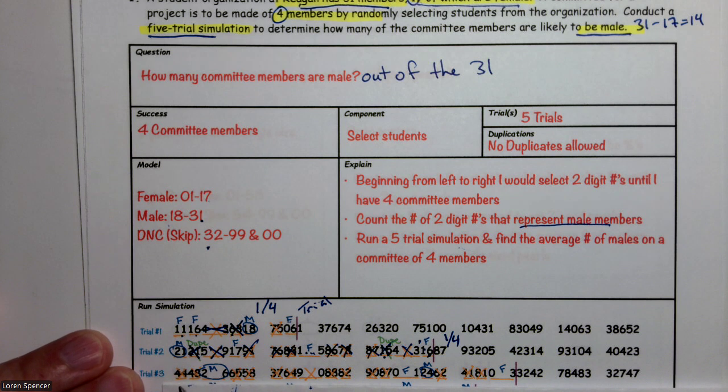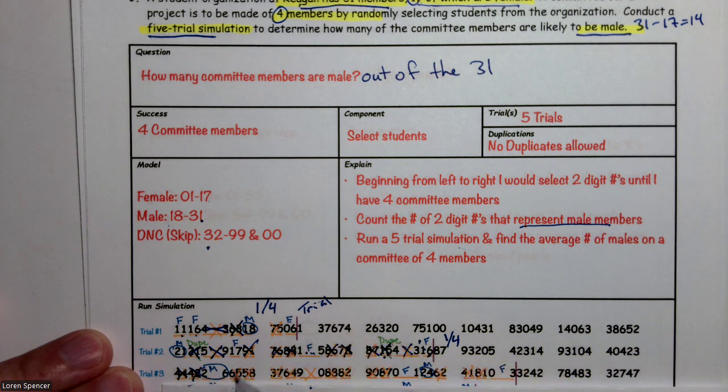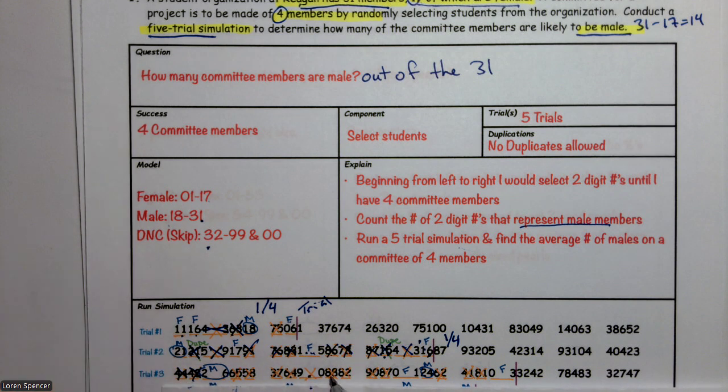A 43, that doesn't count. It's a skip. 43 again is a skip. Even though it's a duplicate, because it's a skip, it doesn't matter. 26, well, that's a male. Then 65 is a skip. 37 is a skip. 64 is a skip. 90 is a skip. 88 is a skip. 82 is a skip. 90 is a skip. 87 is a skip. 01, that's a female, so that's our second one.